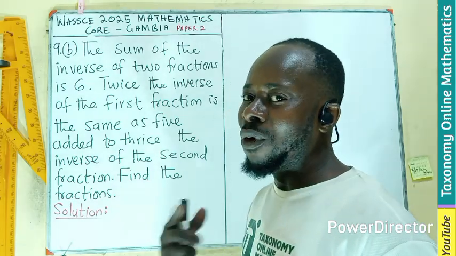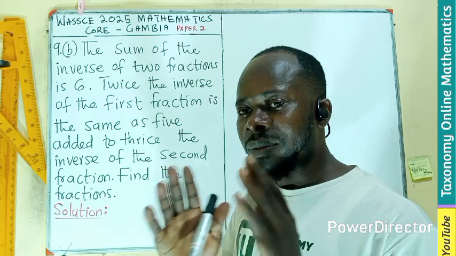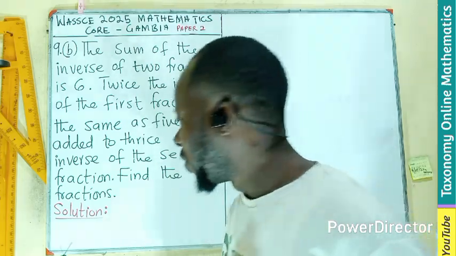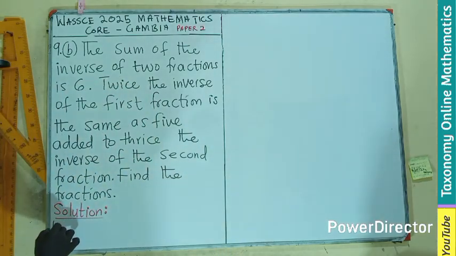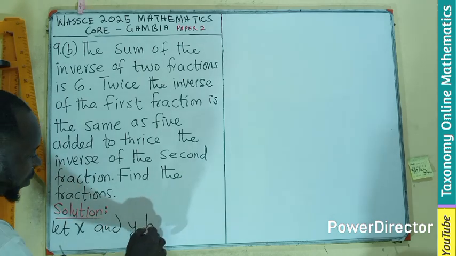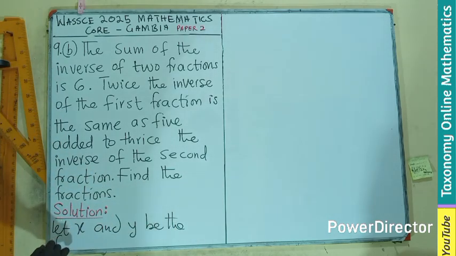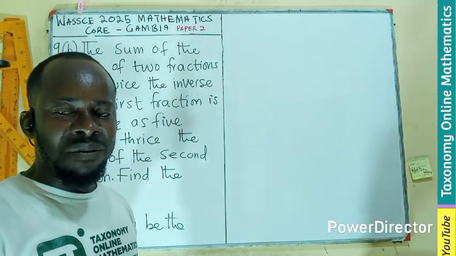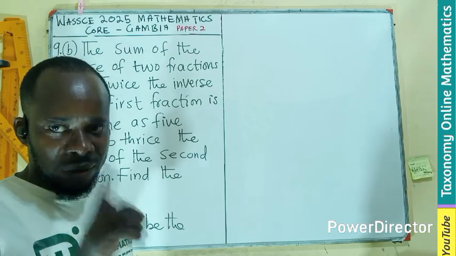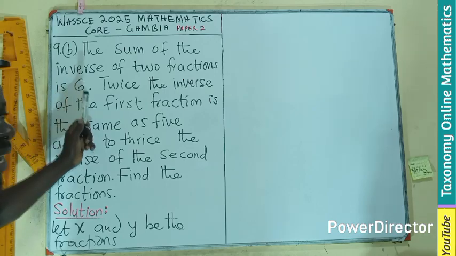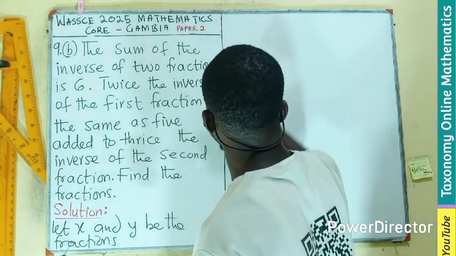Now, remember, every whole number is also a fraction. So I'm going to begin with the whole number as a fraction. So let's say we let x and y be the fractions. If x and y are the fractions, meaning the first fraction is x, the second fraction is y. x over 1 is a fraction. So if you are saying the inverse, then the inverse of this becomes what?